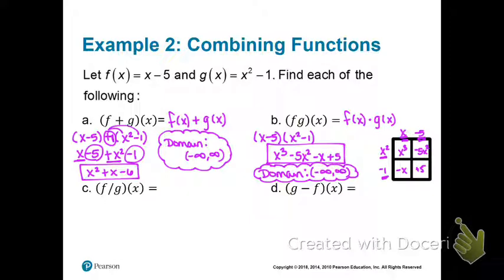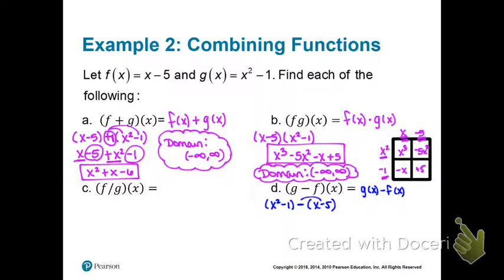And let's go ahead and skip. Let's do D real quick. So D says g minus f with respect to x. So just remember that means we're going to take g of x and we're going to subtract f of x. Well, it's just like A, except they're switched around because g is first and there's a minus sign between them. So let's see, g of x is x squared minus 1, minus f of x is x minus 5.